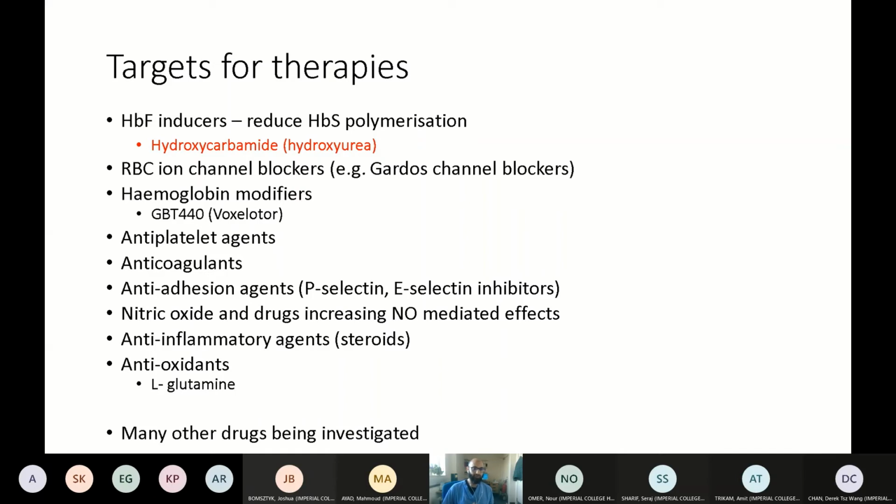L-glutamine is another drug which is licensed in the United States and is being used for treatment of sickle cell disease, although it's unclear exactly how it works. The mechanism is not entirely clear. Anti-inflammatories such as steroids have been looked at in clinical trials, but not shown to have significant benefit, and are not part of the mainstream management of patients with sickle cell disease.